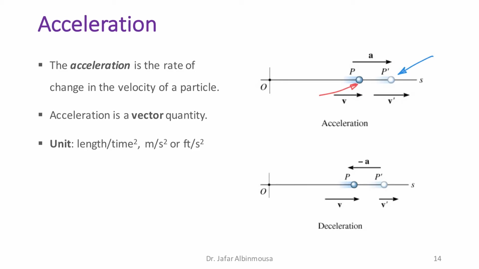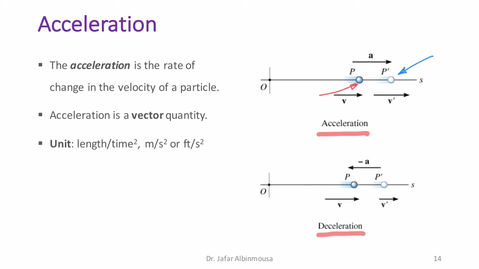But at point P prime, the direction is still the same, but the length of the arrow got longer, which means the velocity is increasing. And for that reason, the rate of change in this velocity is represented by the acceleration, which is again a vector represented by an arrow pointing toward the direction where the velocity is increasing. Now, this is what we call acceleration. Now, deceleration is different.